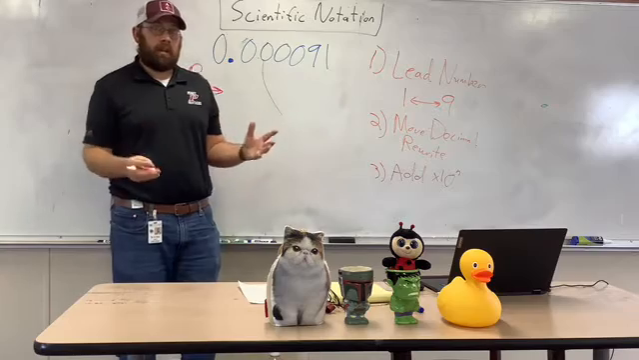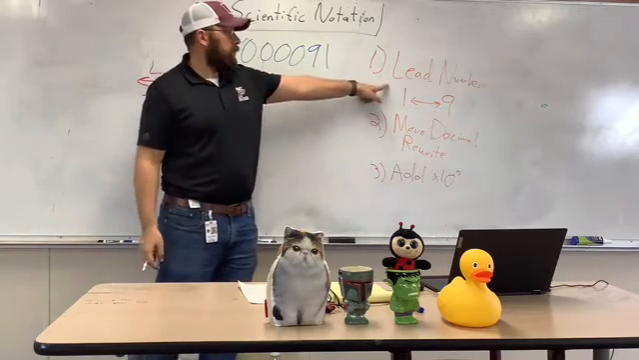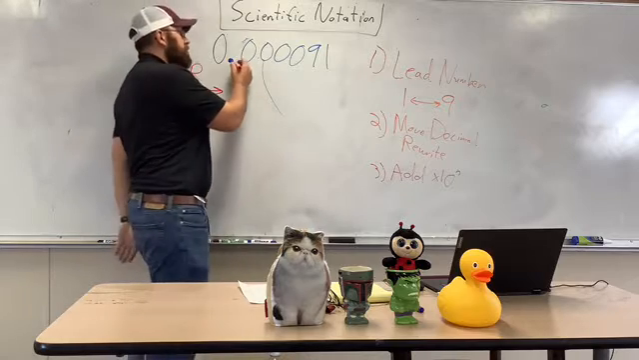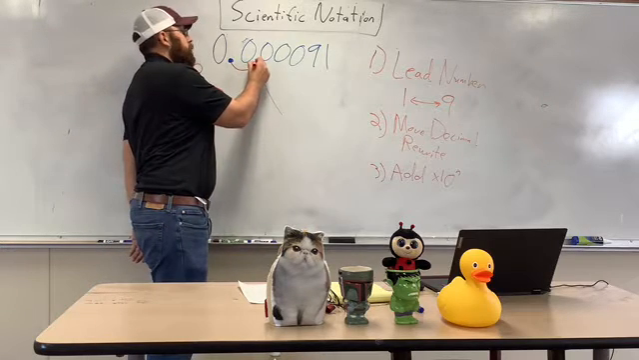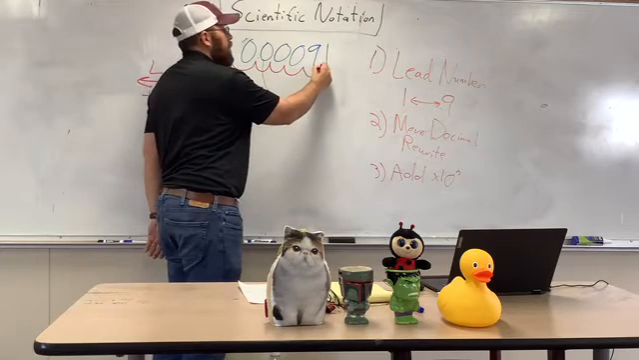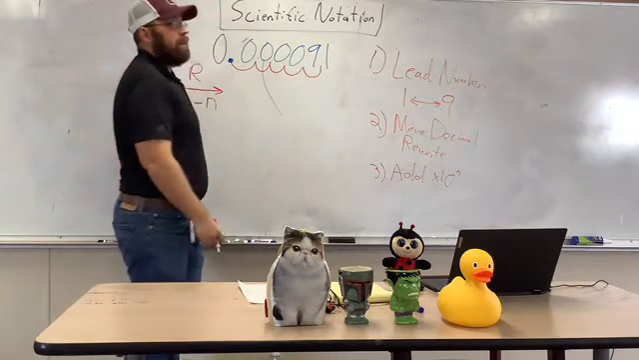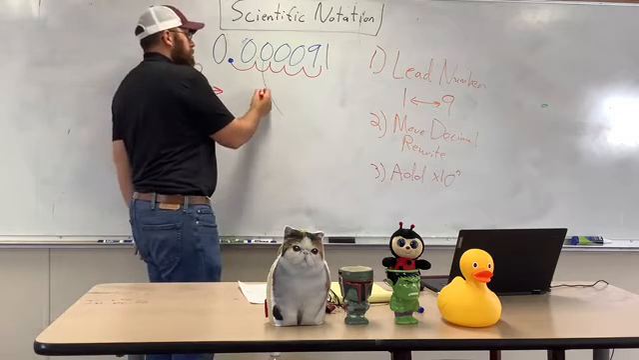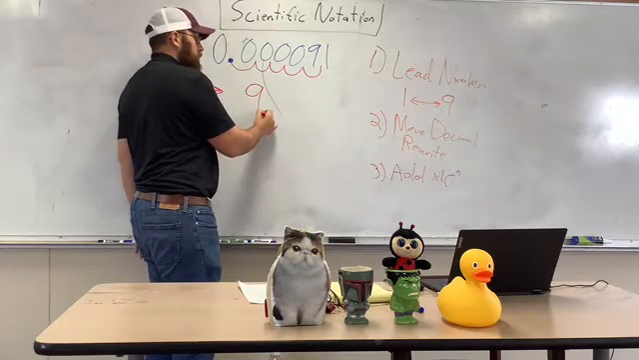I'm going to do another example. Example something, I don't remember now. So our lead number is 0. We need to get it between 1 and 9. So let's move that decimal. 1, 2, 3, 4, 5. Is 9 between 1 and 9? Yes, it's 9, so it's in between. So I rewrite it as 9.1.